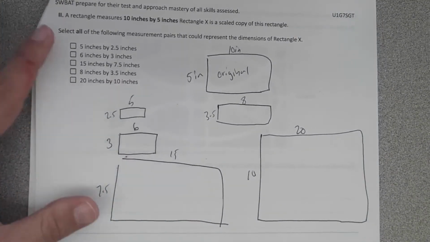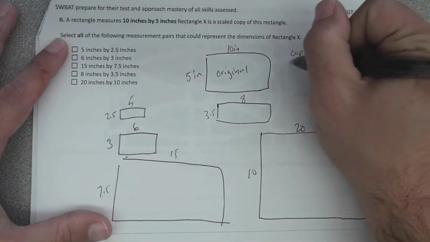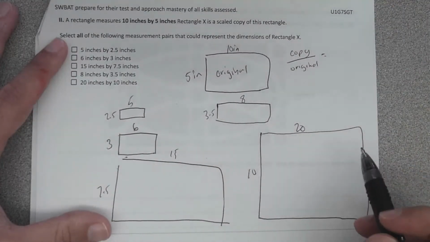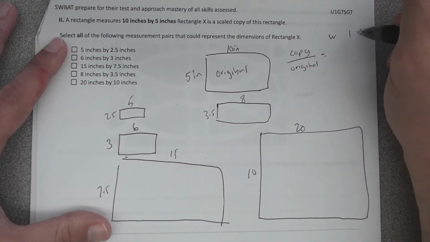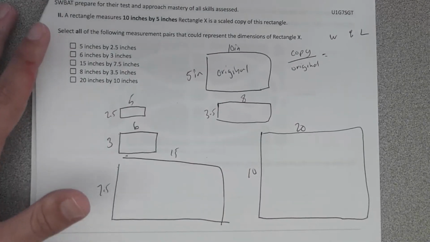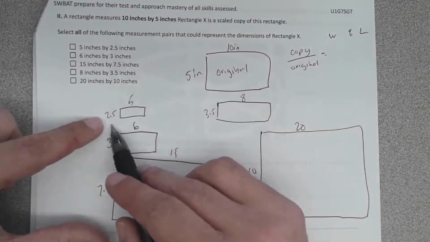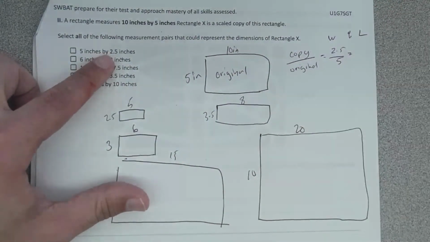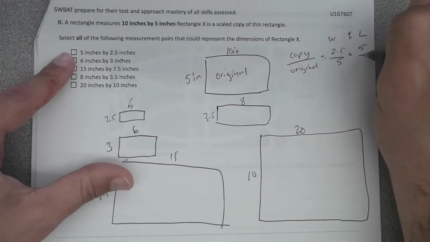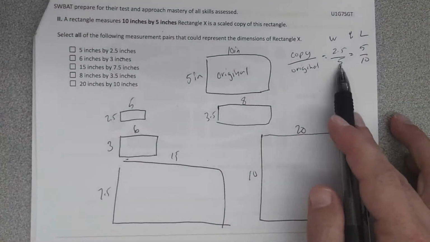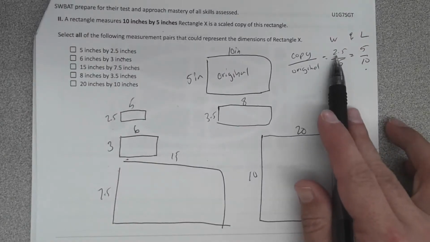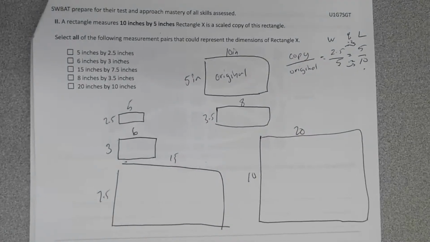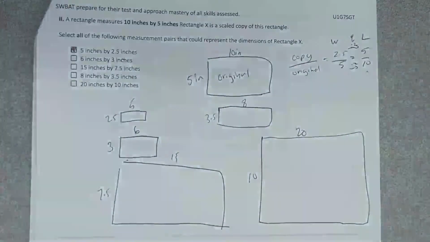And so what I can do is I can set up ratios, right, of my copy over my original, like so. And so here I can do my width and my length. These are my two ratios. And so finally I can set this up, right? 2.5 over 5. Is that equivalent to 5 over 10? Well, 5 times 2 is 10. 2.5 times 2 is 5. So these are both multiplied by 2. As a result, this one is a scaled copy.